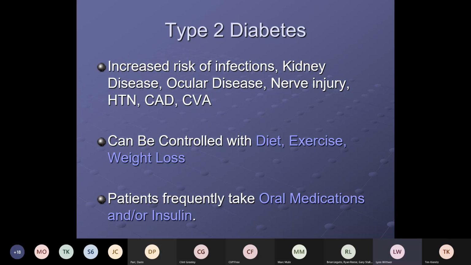You have the same problems with type 2 diabetes that you do with type 1 diabetes: increased risk of infections, kidney disease, ocular disease, nerve injury, hypertension, coronary artery disease, and strokes. Patients frequently take oral medications and insulin. This is a societal thing. Although you can control it with diet, exercise, and weight loss, everybody wants to have a pill.